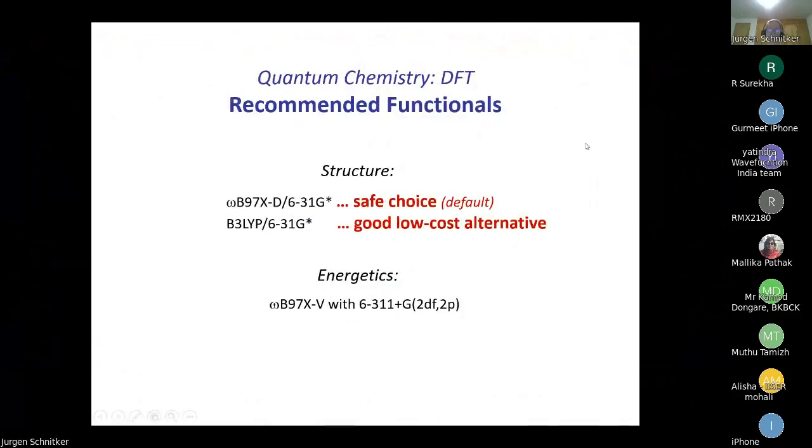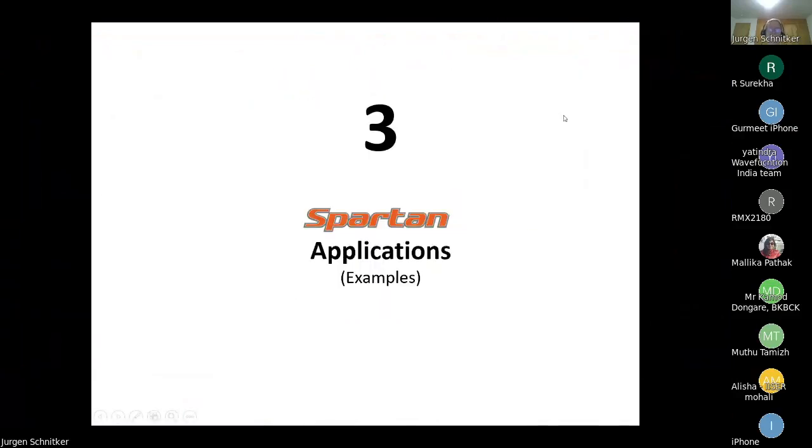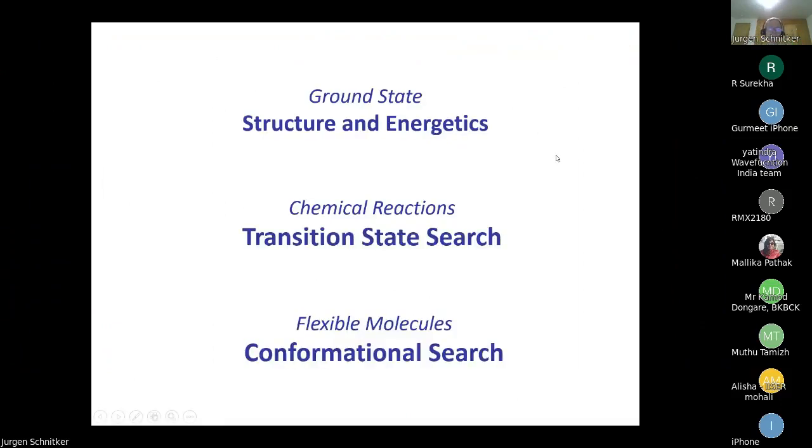So I'm here. So quantum recombinant functionals. Now let's look a little bit at applications. We already started with that. So that's really the main part of the webinar. So structure and energetics, transition state searching, and conformational search. Structure and energetics, you just saw an example for that already. So let's do something a little bit more ambitious, namely finding transition states. And then I do conformations a little bit later.